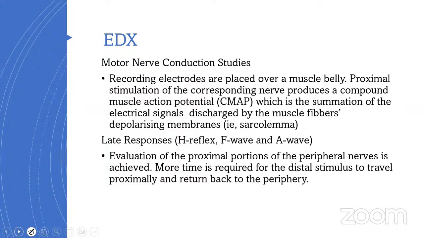There are some late responses which you have to study. These are the H reflex, F wave, and A wave. Evaluation of the proximal portions of the peripheral nerve is achieved. More time is required for the distal stimulus to trigger the F wave. When you read about the F wave, and then when I show you the diagram, you'll understand it better.